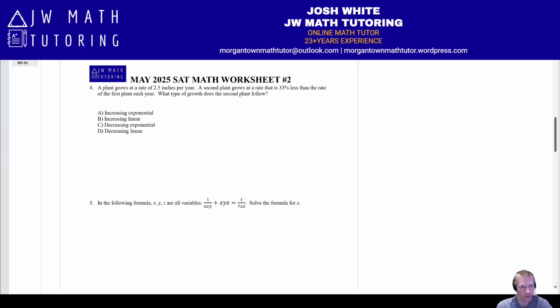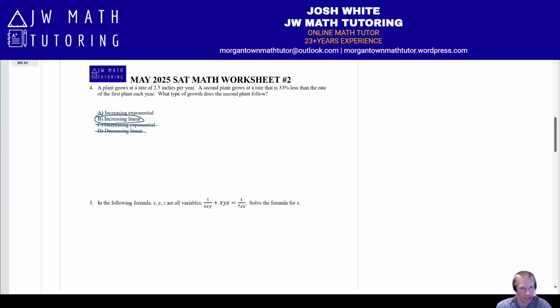All right, so first of all, hopefully you notice it's going to be increasing because even though the rate is 33% less, it's still growing. The height of the plant is still increasing so many inches per year, just like this first plant is. So we can get rid of C and D right away. And the answer for this one is going to be letter B.